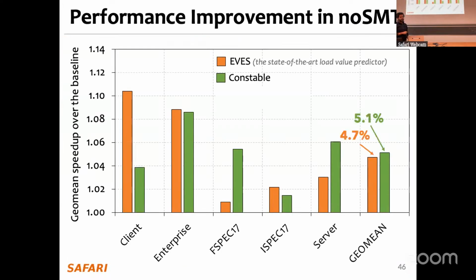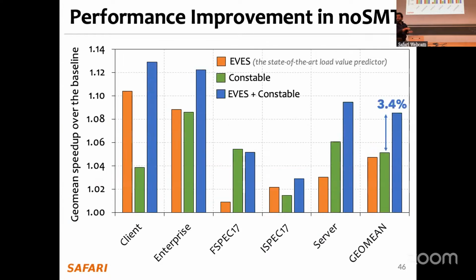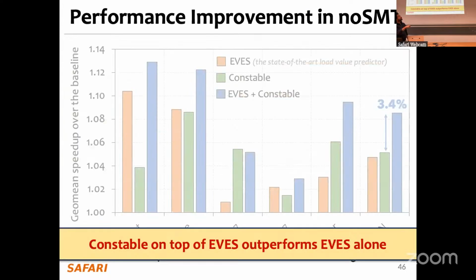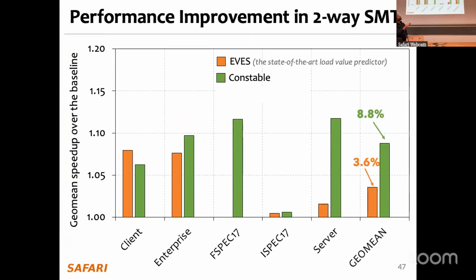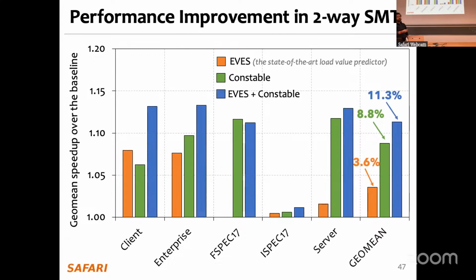What we saw is that EVES is the state-of-the-art load value predictor. As you can see, Constable by itself outperforms EVES, because it eliminates both the data as well as the resource dependence. If you add the two together, that provides additional performance benefit. Now if you look into the same graph for the two-way SMT system, where the contention is even more severe, the performance benefit is even higher. Constable by itself provides decent performance benefit, but if you add both together, that provides additional benefit over each individual mechanism.